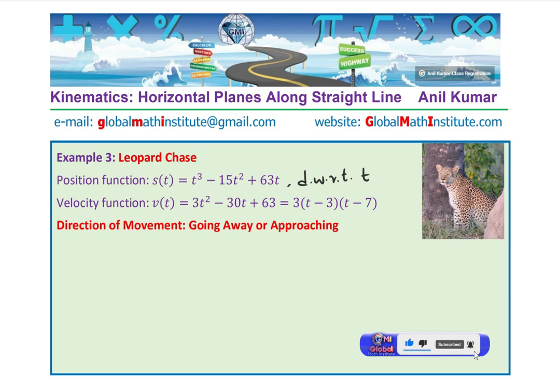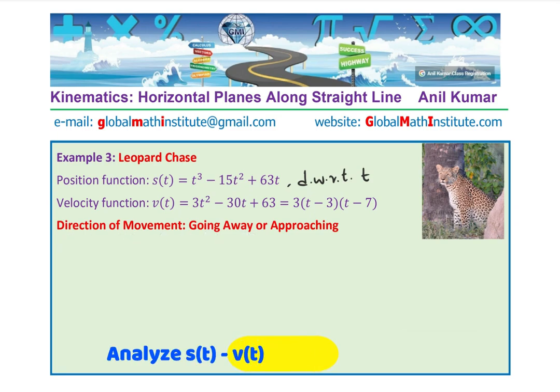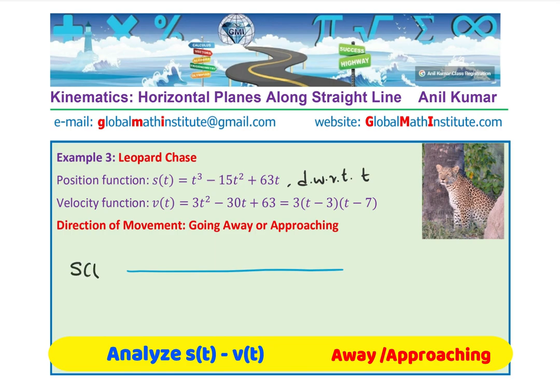And now, let us summarize. How do we find the direction of movement, going away and approaching? So we saw in this particular case, a very important thing: if you look at the position vector s of t, it is always positive. All throughout, all the values which you found were all positive.